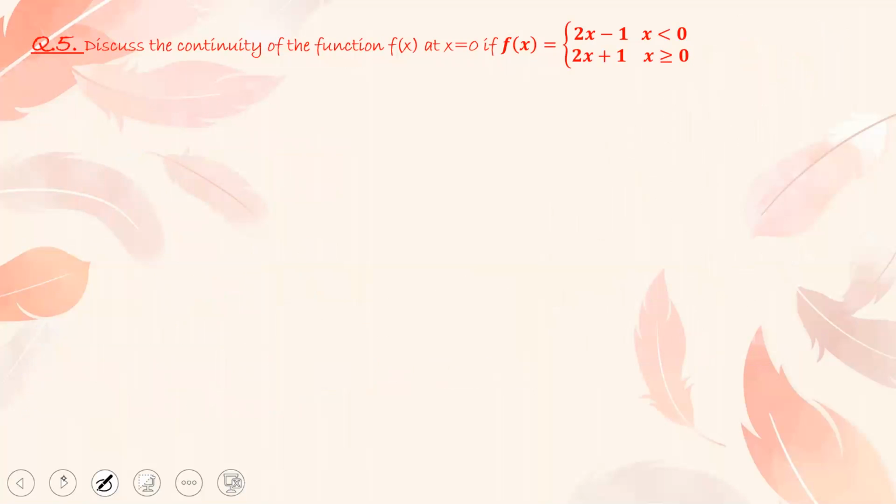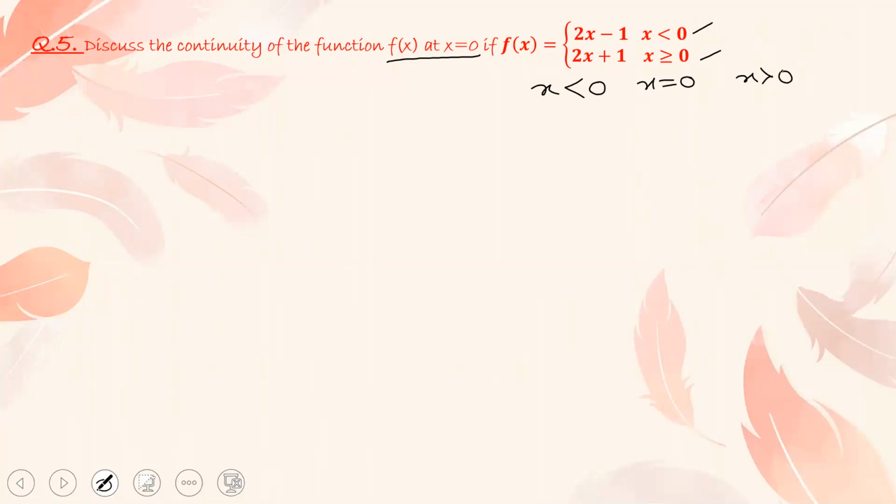Here is the next problem. Now discuss the continuity of the function at x equals 0. And here is the definition of the function. For x less than 0, the function is 2x minus 1, and for x greater than or equal to 0, the function is 2x plus 1. So same, first of all, divide this into three cases: for x less than 0, x equal to 0, and x greater than 0.